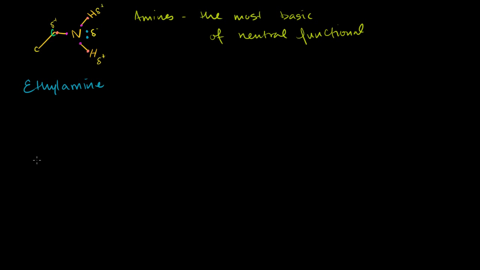Let me draw the ethylamine again. So ethylamine, I'll draw it in a little bit simpler. Let me draw the hydrogens like that, and then it has this lone pair. Let's think about what might happen if we have a solution of ethylamine mixed in with some bromoethane.